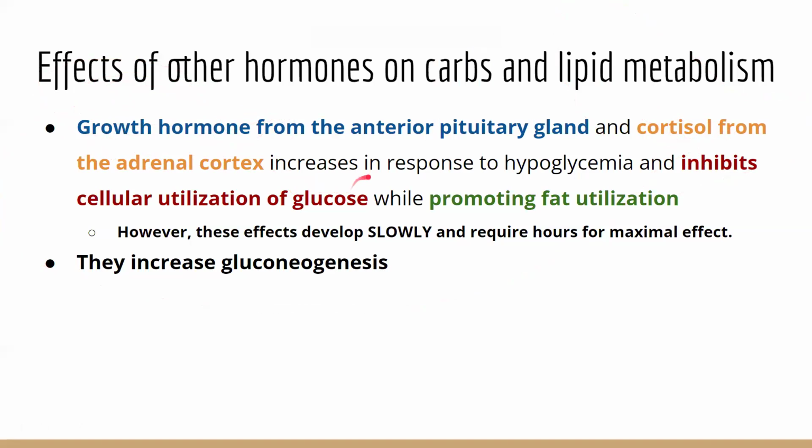which increase in response to hypoglycemia. So whenever you have low blood glucose, both of these will increase. They will inhibit cellular utilization of glucose because they want glucose to be in the blood. So they don't want glucose to be taken up by cells. So basically, they oppose the effect of insulin, and at the same time, they'll promote fat utilization. So they're basically doing what insulin is trying to not do, which is, insulin wants to decrease blood glucose, and it wants to uptake glucose for that to happen. Growth hormone and cortisol don't want that to happen, and at the same time, they want to promote fat utilization.